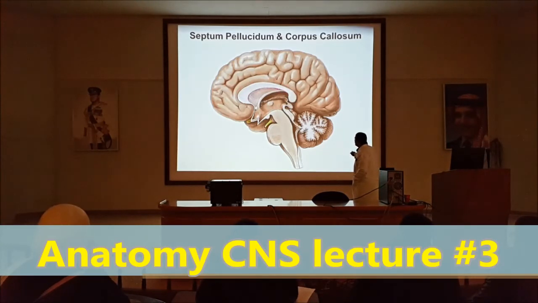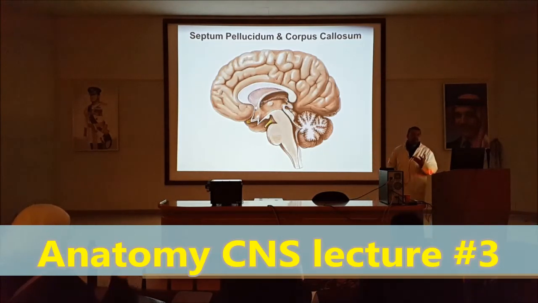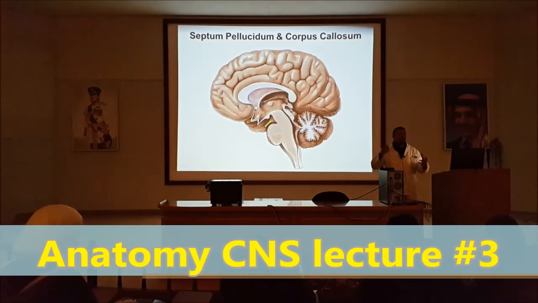You see this area in the concavity of the septum pellucidum. This white matter, what does white matter mean? Myelinated axons. Those are bundles of myelinated axons that connect or associate the two cerebral hemispheres together. So we call them association neurons because they allow for association, for a better coordination between the right and the left cerebral hemispheres. Those are myelinated axons interconnecting neurons.